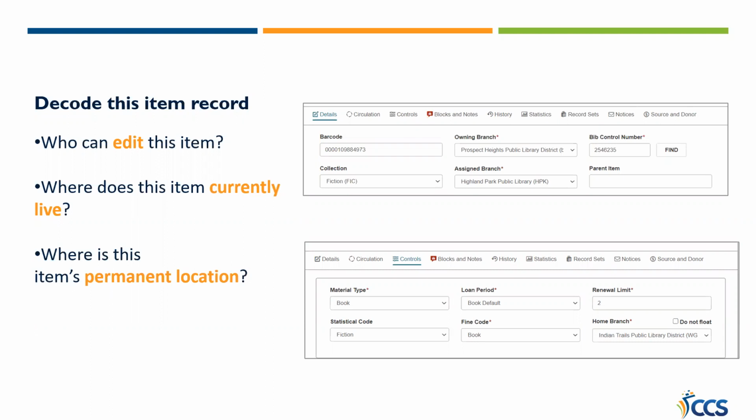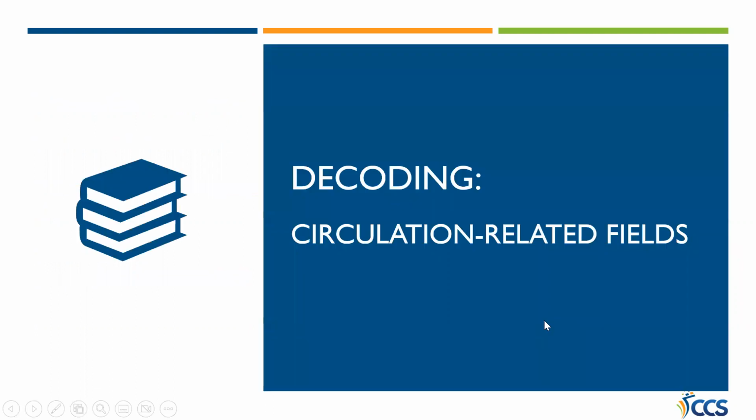And my first question, where is this item's permanent location? Indian Trails. Excellent. The home branch is Indian Trails. That's like home base for this item. So when it's not floating around, it lives at Indian Trails Public Library. So you guys did great. Hopefully you know a little more now about what those different branch settings do in an item record. Any questions on those before we move on to some circulation related fields?